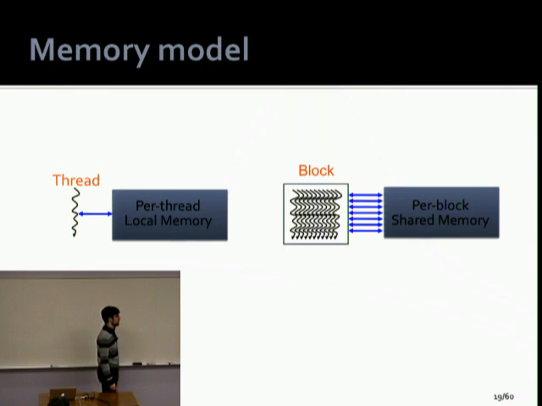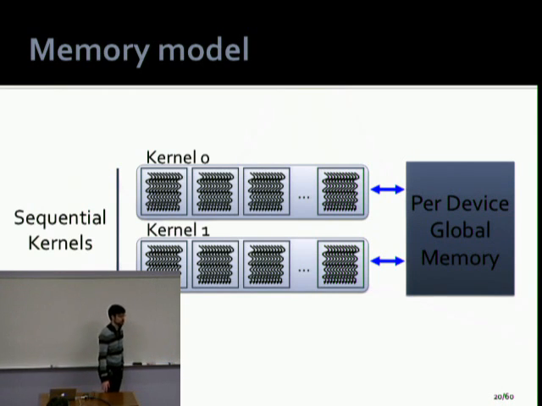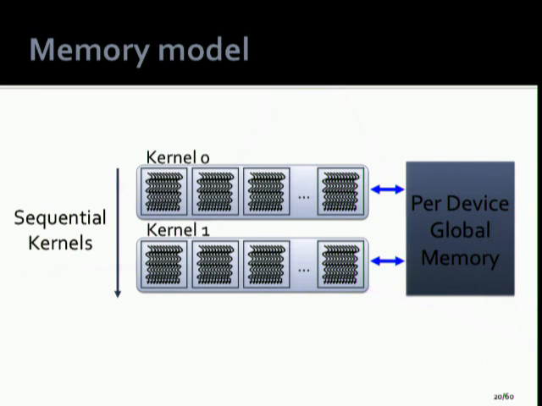There is per-block shared memory. For every block of threads, there is the ability to use what NVIDIA calls shared memory. This is a structure that is intended to be fast. It's on chip, and it's where you want to communicate between threads in a thread block. Then we also have the global memory, which is off chip and much slower compared with shared memory.